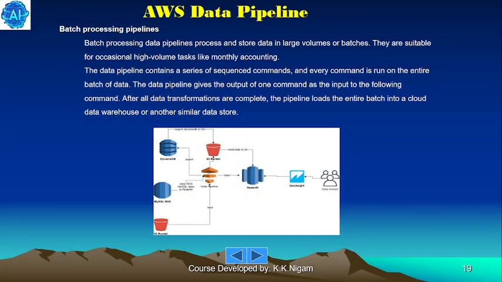Batch processing pipelines. Batch processing data pipelines process and store data in large volumes or batches. They are suitable for occasional high-volume tasks like monthly accounting. The data pipeline contains a series of sequenced commands, and every command is run on the entire batch of data. The data pipeline gives the output of one command as the input of the following command. After all data transformations are complete, the pipeline loads the entire batch into a cloud data warehouse or another similar data store.